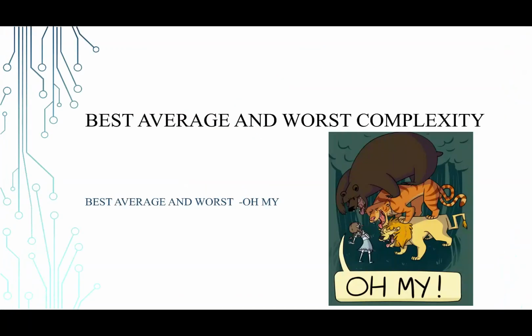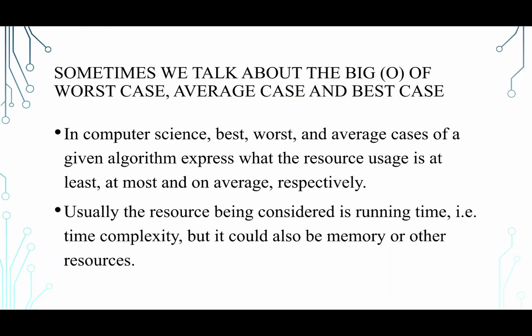So now you have done this complexity: best, average, and worst complexity. Sometimes we talk about the big O in terms of the worst case scenario, the average case scenario, and the best case scenario. In computer science, we need those for an algorithm to express what the resource usage is: at least, at most, and on average.